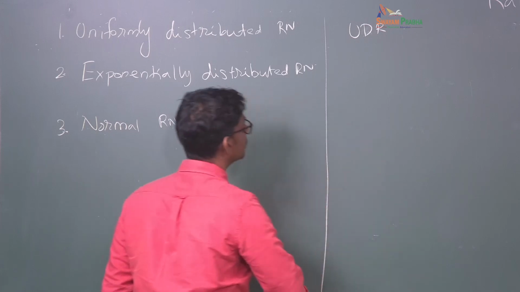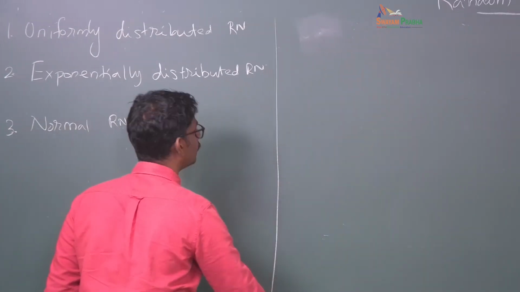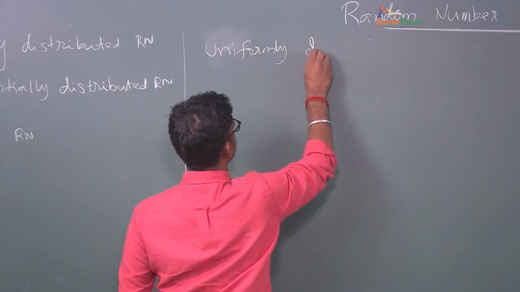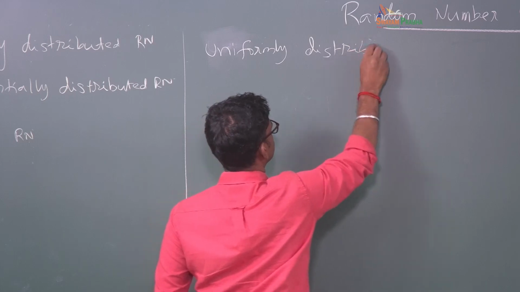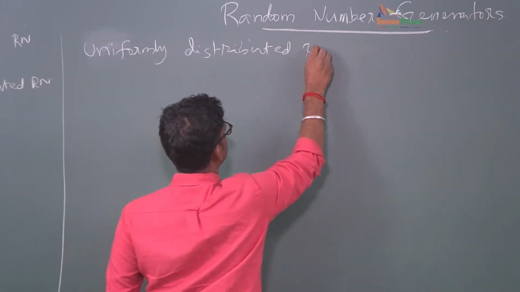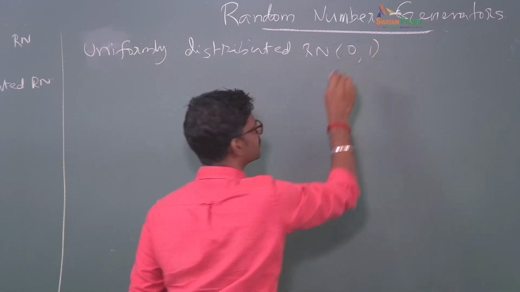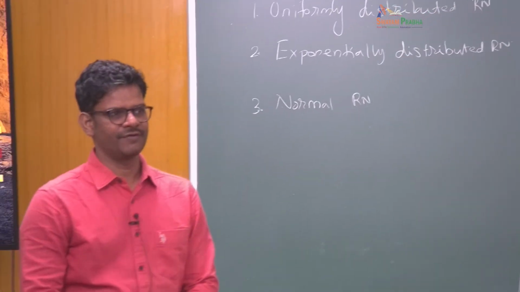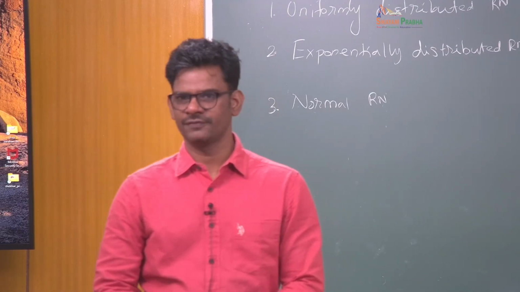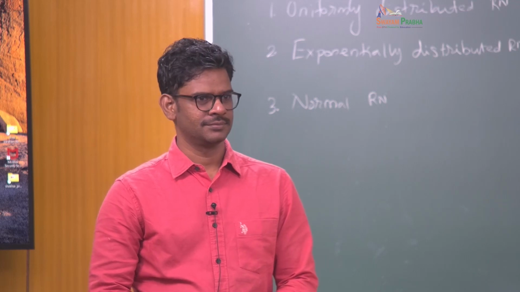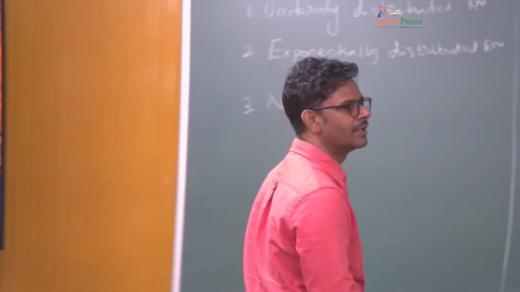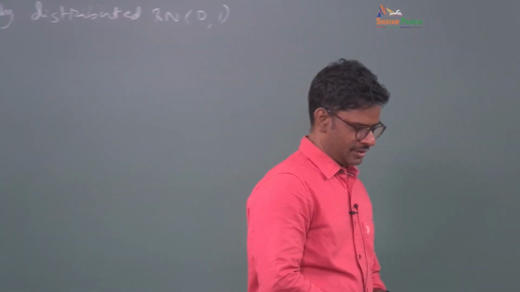So, first we will talk about the uniformly distributed random number in the range from 0 to 1. Okay. Anyone is aware of any method to create random numbers of 0 to 1? Yeah. Delta function. But delta function will give you what?